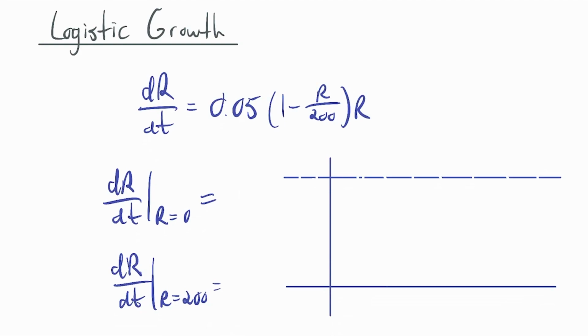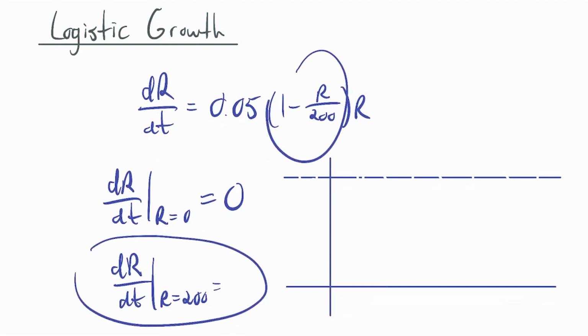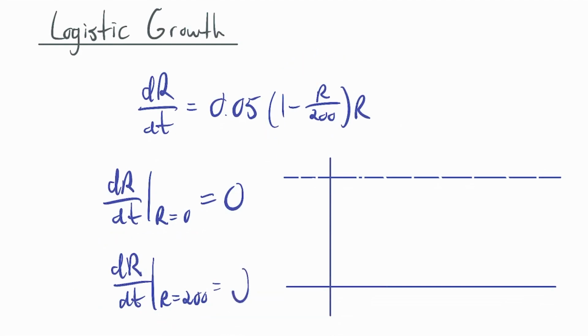So what this assumes is if the revenue is currently 0, the growth will be 0, because when you plug 0 into this function, you get 0 growth. So 0 growth at 0 revenue. But it also assumes that when the revenue is 200, well, this factor will be 0. It will be 1 minus 1, which is 0. So you get 0 growth at your maximum as well. So the graph ends up looking like this.